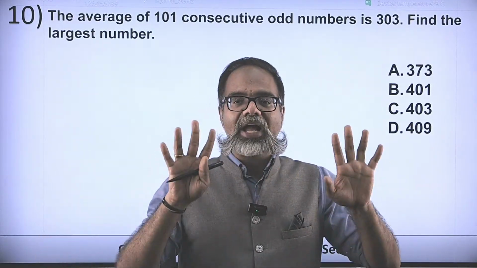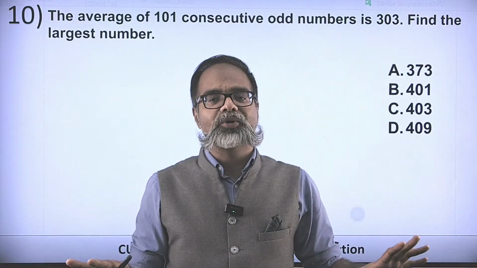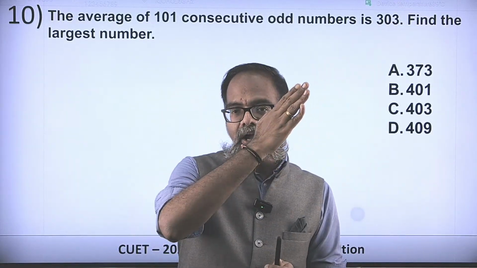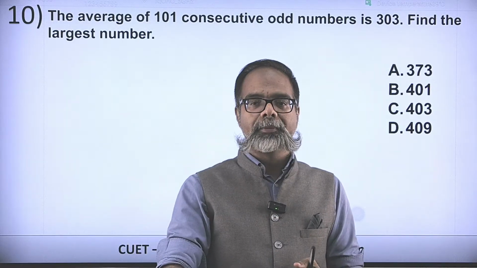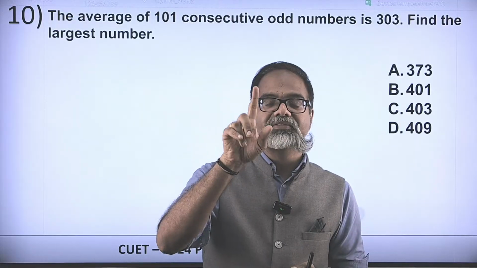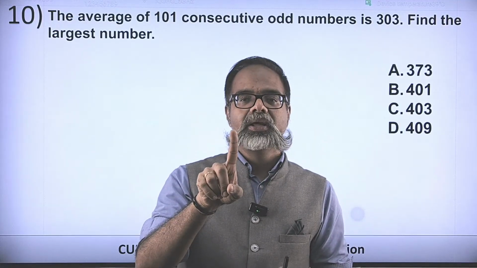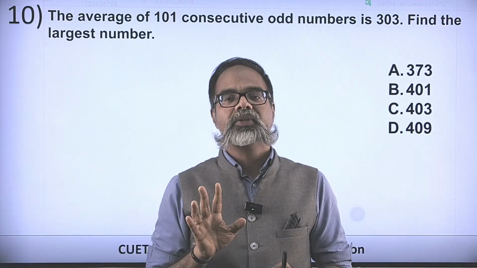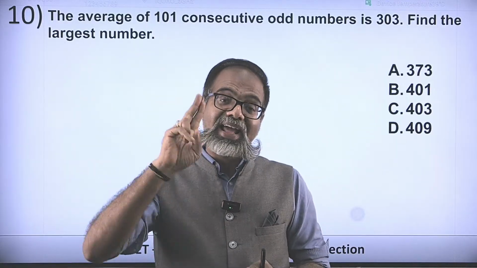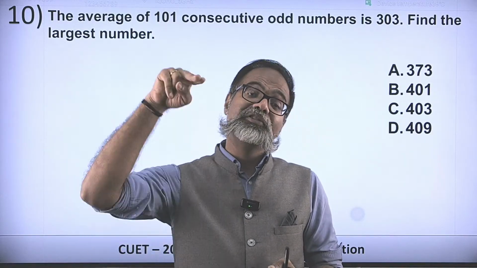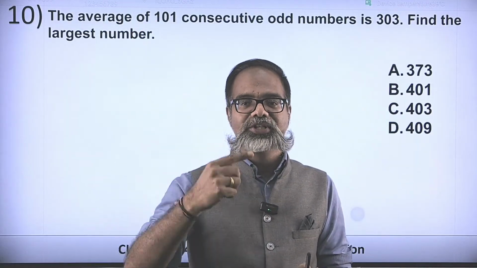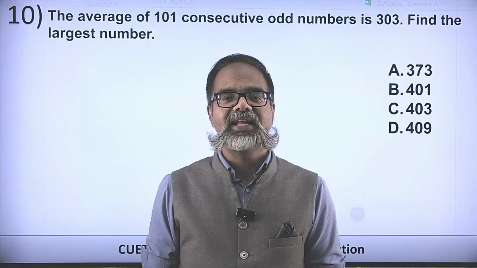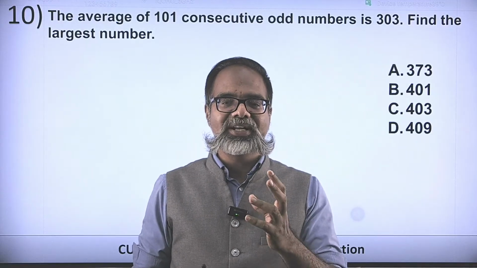I don't need to actually work it out as an arithmetic progression. For consecutive odd numbers, the average is always the middle number. So in the 101 terms, the 51st term is the middle number. So the middle number is 303. There are 50 numbers after it, and every number increases by 2. So the last number will increase by 100. So 303 plus 100, 403. Option C is your answer. That's it. Such an easy question once you understand the fundamental.